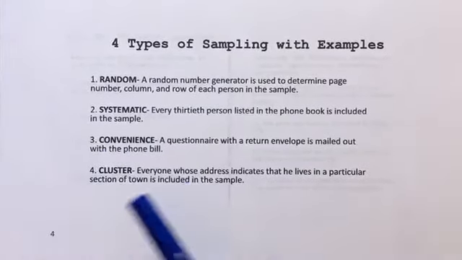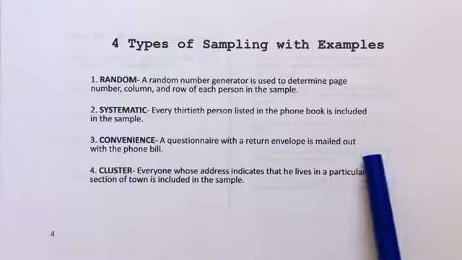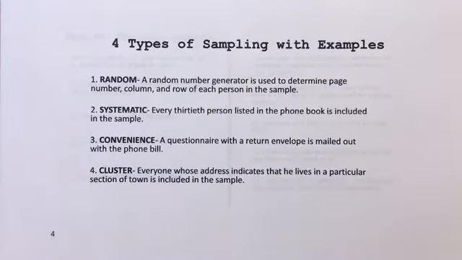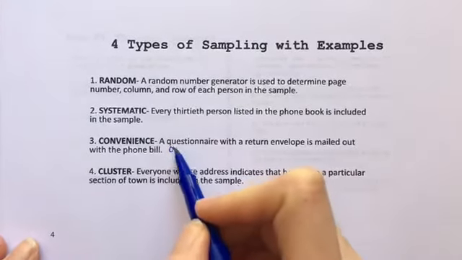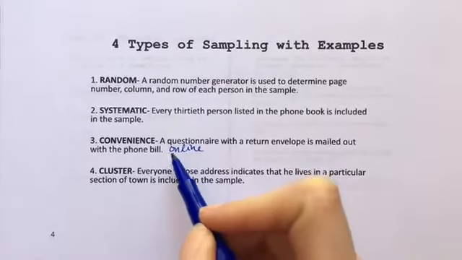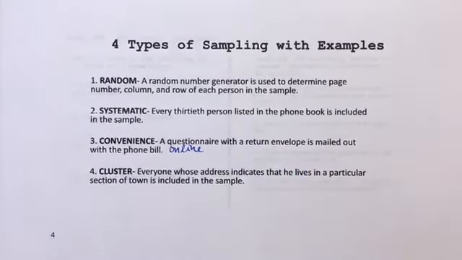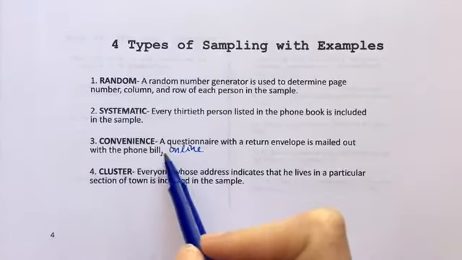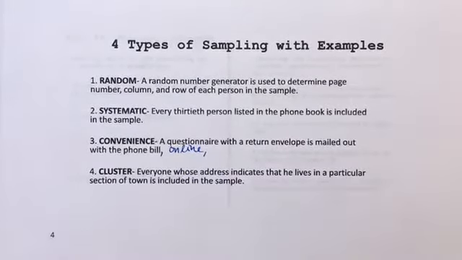3, convenience. An example of this would be a questionnaire with a return envelope is mailed out with the phone bill. Okay, so that's an example of convenience. Another example of convenience would be some sort of online survey, right? So sometimes if you're watching a YouTube video, a survey will pop up. That would be an example of a convenience survey. Another example of a convenience survey would be just going to a certain place and asking everyone there. So let's say you are going to ask a statistical question, and you go and you stand outside the mall, or you go and stand outside a store, or you go to a McDonald's and you go around and ask everyone the same question.